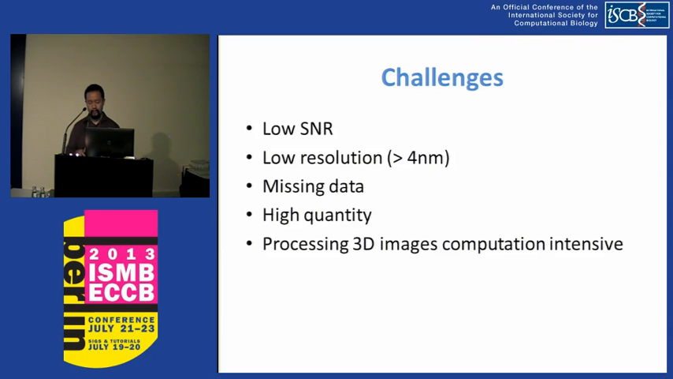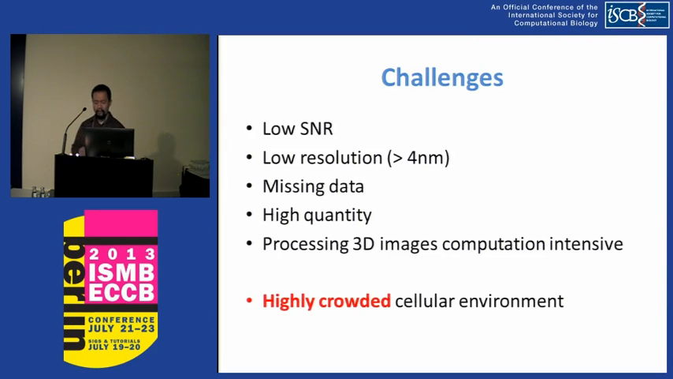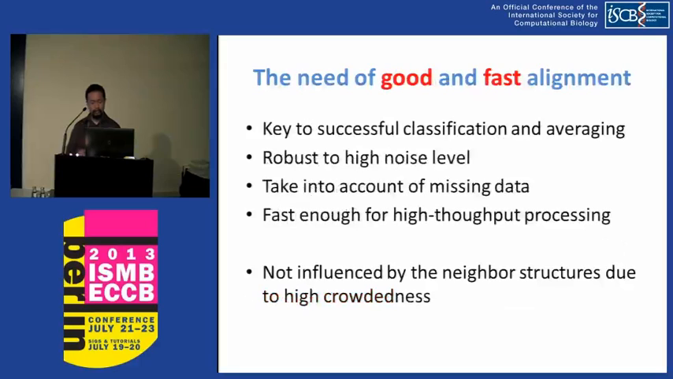However, due to the nature of 3D image processing, it is inherently computation intensive, and in addition, the subtomograms extracted from this highly crowded cellular environment usually contain neighbor structures that will severely affect the classification process. And good and fast alignment is the key to a successful classification and averaging process.